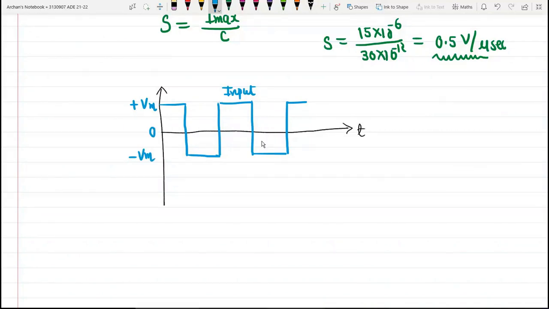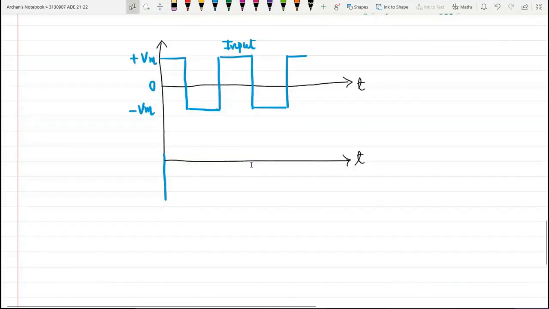Okay. Now, if I have gain which is equal to 1, then what should be the output voltage? The output voltage should also be at the maximum value, equal to plus Vm and negative Vm. That is what we have seen, right? Now, what will happen when the input is a square wave? Output has to be a square wave. Okay, but this is observed for a certain frequency of input.